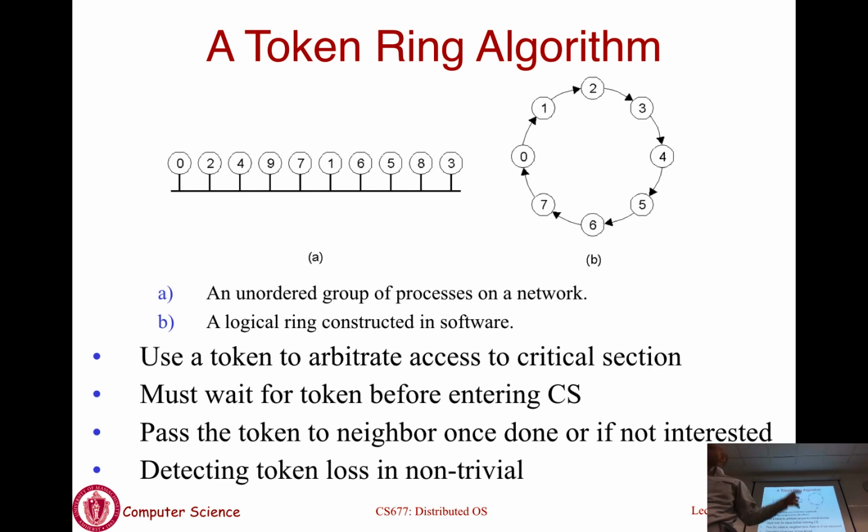There is no requesting the lock at all. You simply wait for the token to come. The token keeps circulating. Whenever you have the token, you can enter the critical section, do whatever you need to do, and to release it, you send it to your next neighbor.